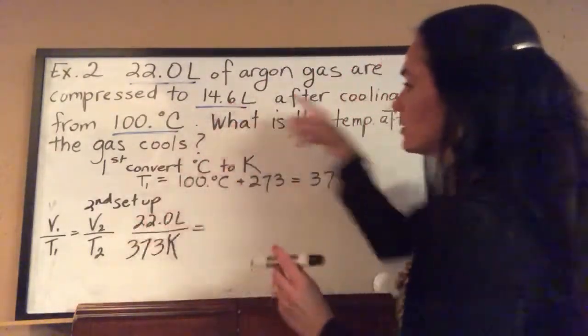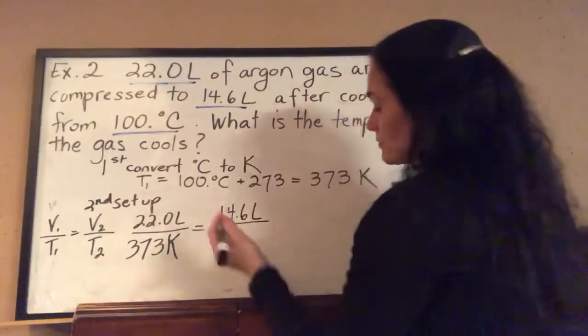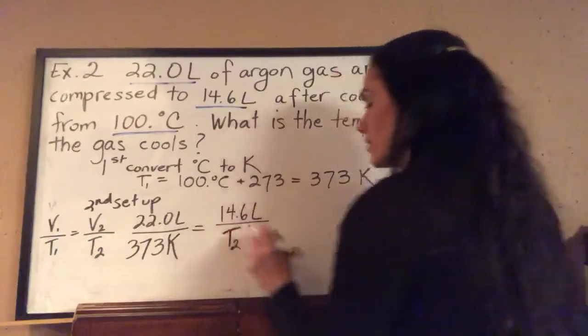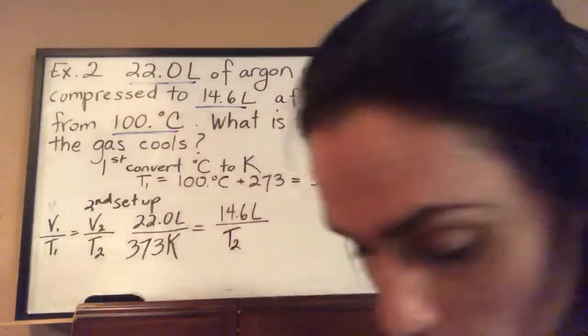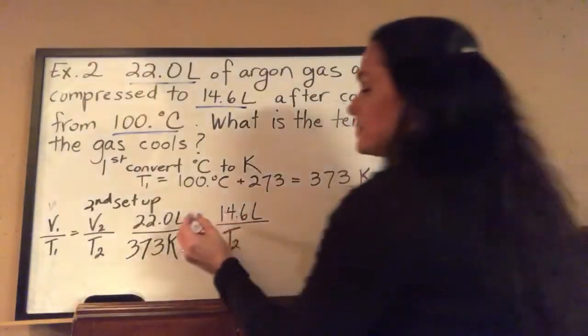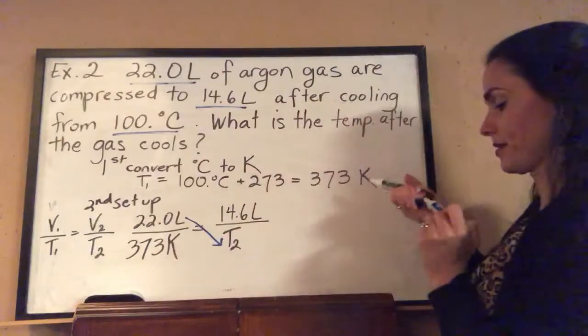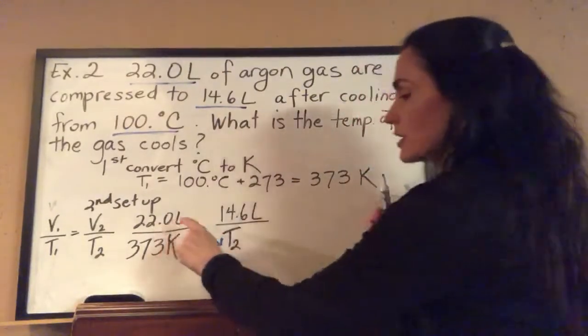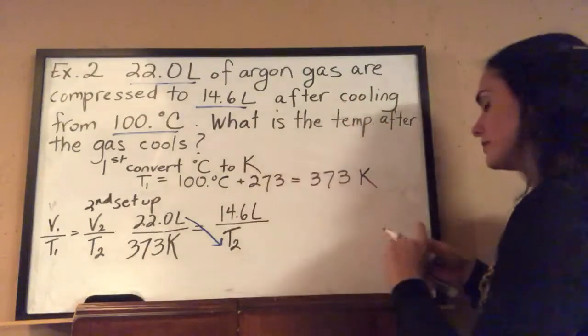All right, let's look at our problem. Do we have V2? Yes, we have it, 14.6 liters. Do we have the final temperature? No. That's our unknown. That's what we want to find. Okay, let's use cross multiply. Cross multiply. One numerator times the other denominator. Numerator's on top, denominator's on the bottom. Denominator D, it's down on the bottom, DD.